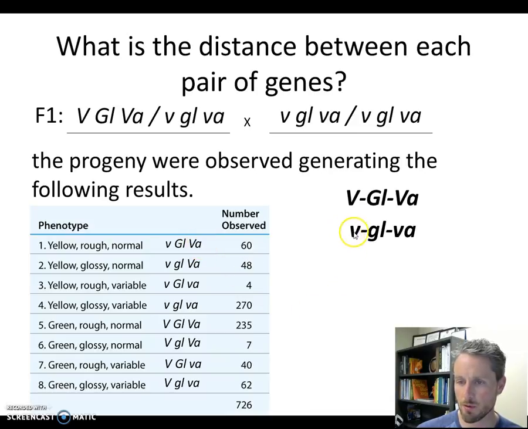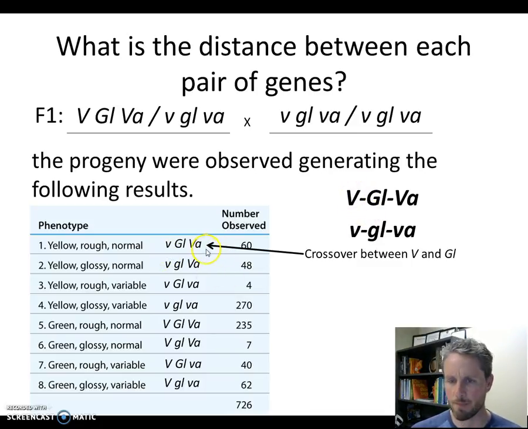So I just go over here and I start with recessive V. And as I drag my finger down the chromosome, at this point, before I hit the GL gene, I have to cross over to the other chromosome to pick up the dominant GL. And then if I stay over there, I get the dominant VA. So what I've just learned is to get this combination, lowercase v, uppercase GL, uppercase VA, I had to get a crossover event here between the V and the GL genes. So I write that down. I say, well, right here, this genotype represents a crossover between the genes V and GL. And then I just keep going down the list like that.